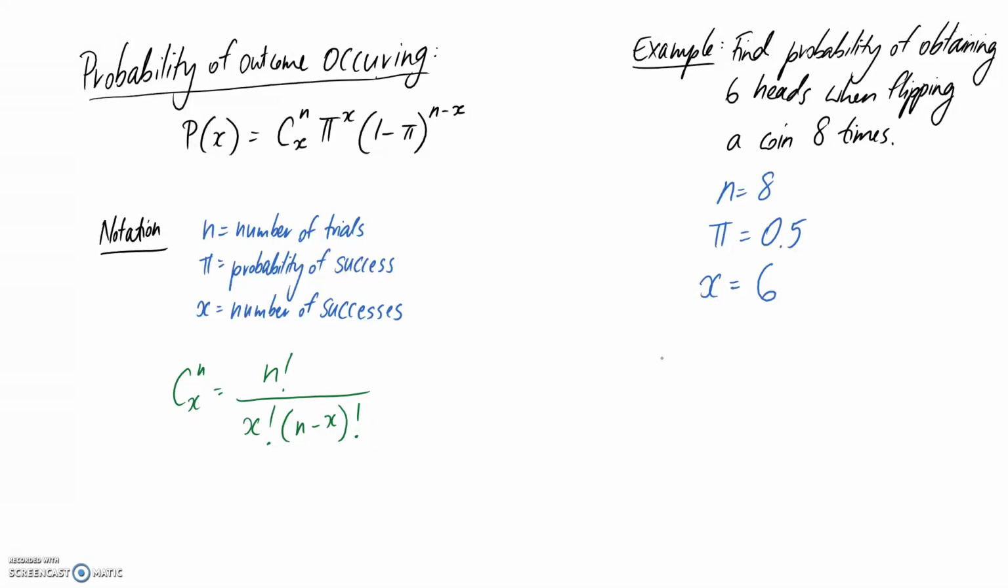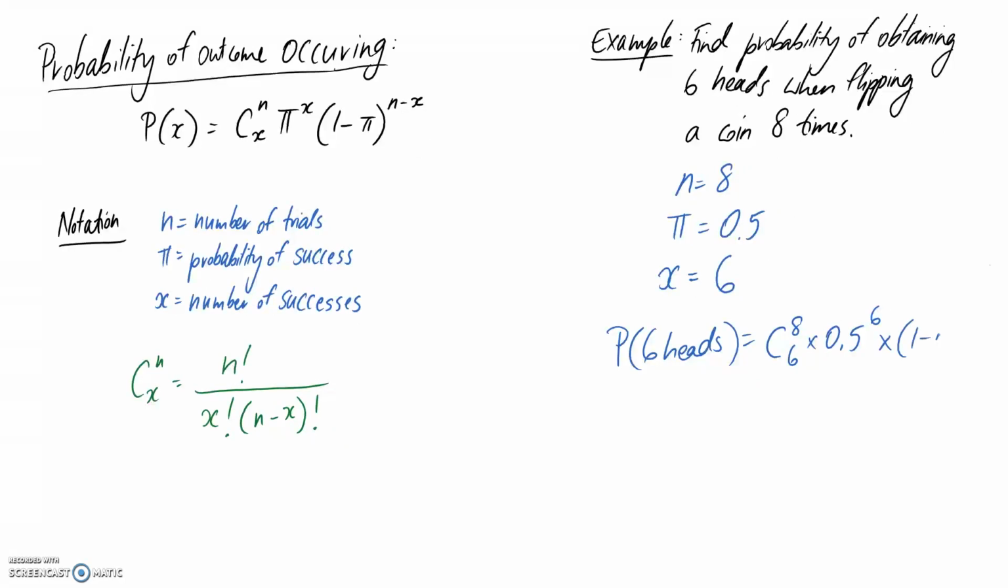So let's go ahead and do it. The probability of x, which is 6, or you can write 6 heads, is equal to C(n, x), so C(8, 6). Usually the notation you just fill in like that. Oh, sorry, we know pi, it's 0.5, so times 0.5 to the power of x, which is 6, times, this is 1 minus pi, so 1 minus 0.5, and it's to the power of n take x, so 8 take 6.